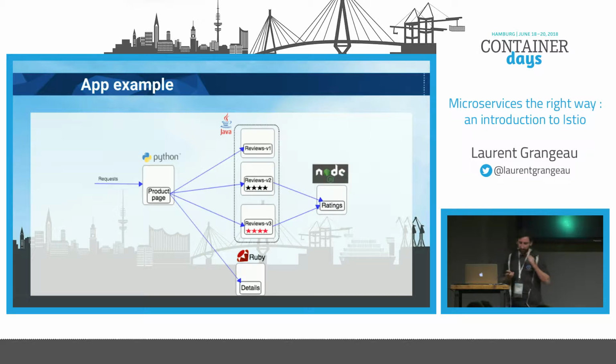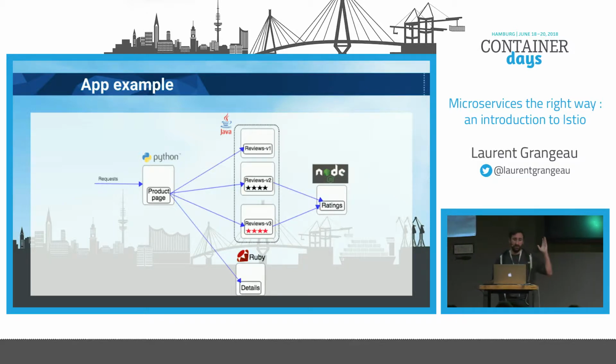Okay, so to demonstrate that, I have an example application. It's a simple application developed with lots of different languages. You have the product page, which is developed in Python. You have Java services, which are 3 different services. So you have version 1 of review, which doesn't call the rating services. You have version 2 of review, which calls the rating services, but only returns gray stars. And you have version 3 of the review, which displays red stars. And you have Ruby for the details pages.